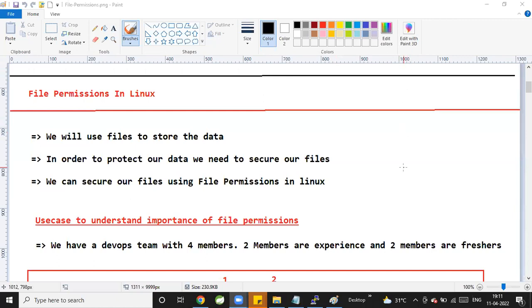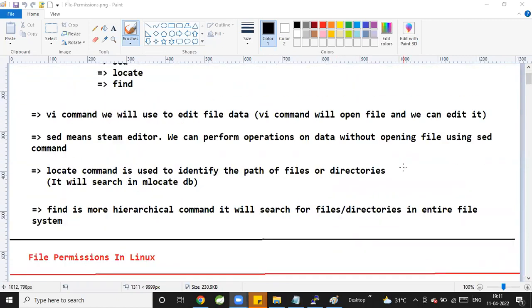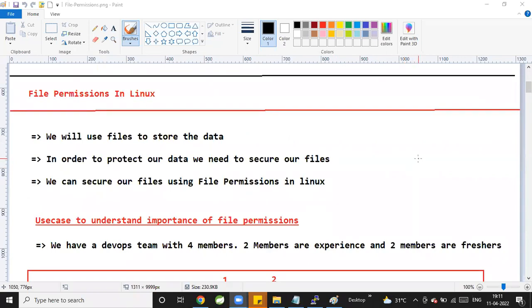In the last session, we completed our discussion related to the vi command and the sed command. Today, we are going to talk about a very important topic in Linux, that is called file permissions.